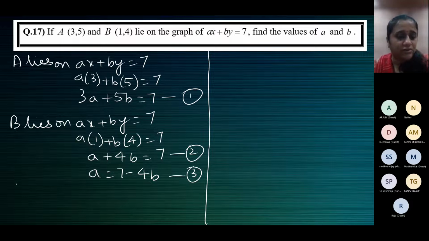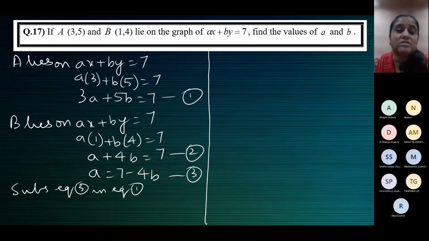So substituting equation 3 in equation 1. You should not substitute 3 in 2 because from where did you get 3? From 2 only. So don't put it back in 2. We got 3 from 2, so leave 2. Substitute 3 in 1. So substituting equation 3 in equation 1, we get, okay, what is equation 1?